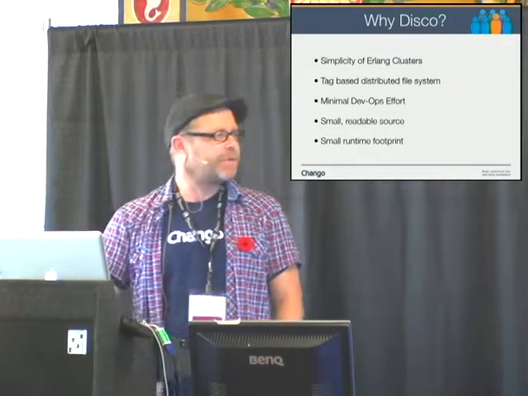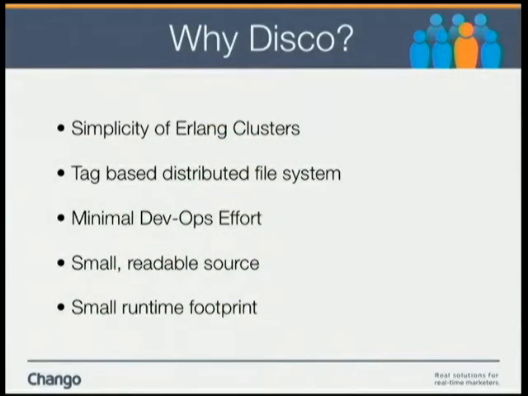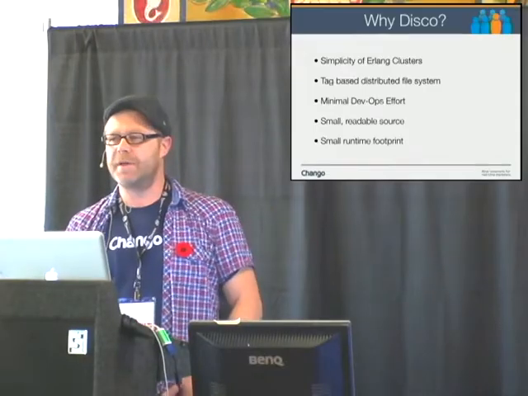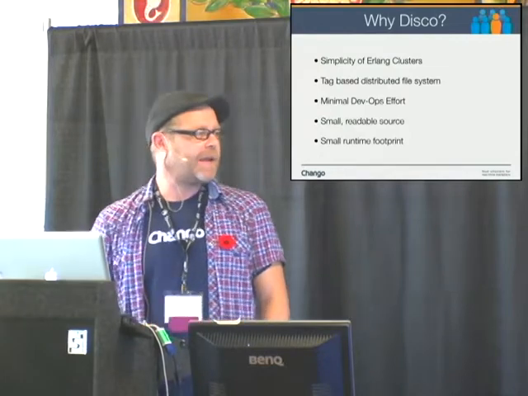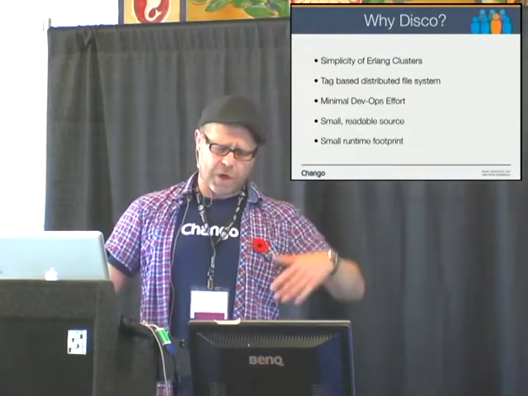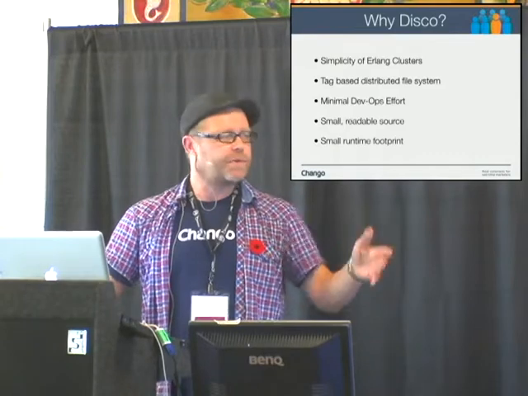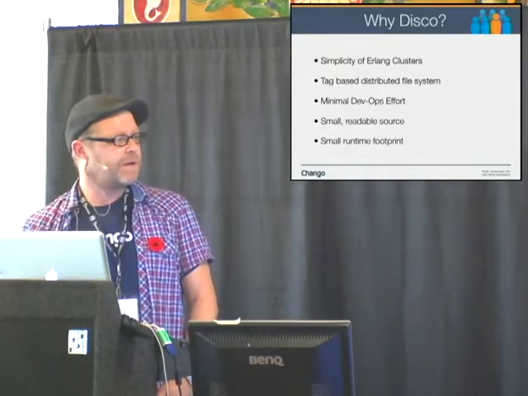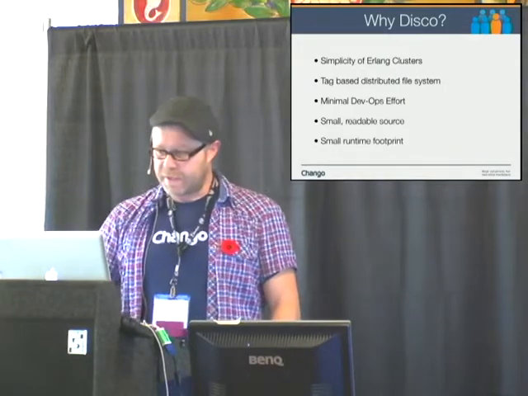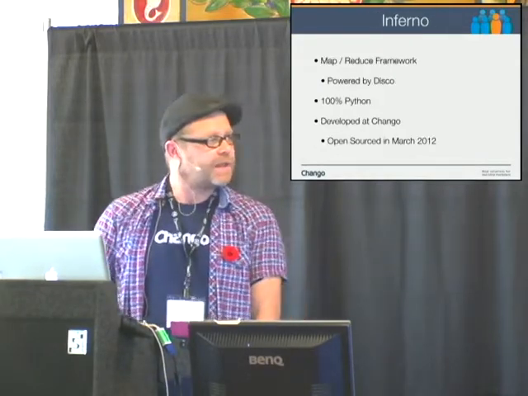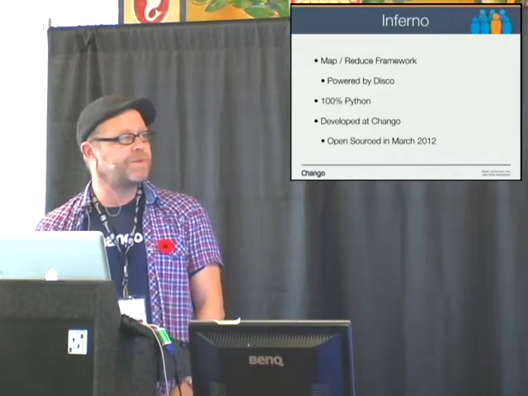So why Disco? Simplicity. It's a few thousand lines of code of Erlang. The distributed file system part of the software is a tag-based system. It's built on top of the Unix or Linux file systems, so it's really simple. Basically, it's a really interesting and small framework.